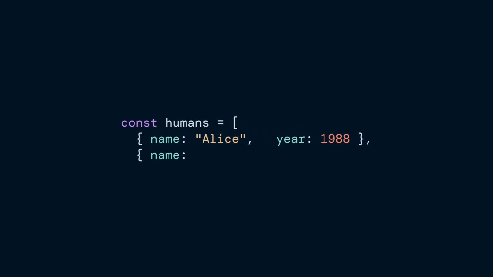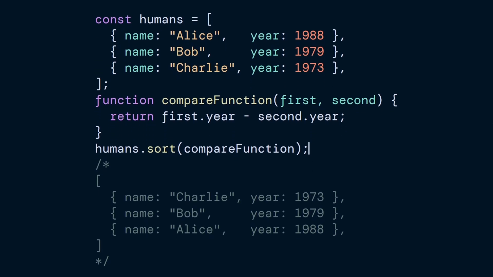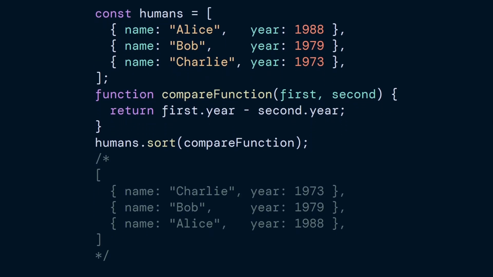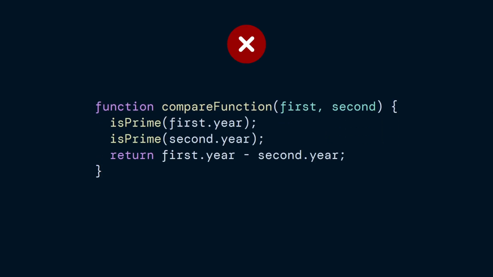Same approach can be used when sorting an array of objects. For example, in this list of humans there are dates of birth and names, so we create a compare function which compares their dates of birth. One thing to note is this function might be called multiple times per element, so you should avoid doing any complex calculations in here. We'll take a look at how to handle this later in the video.